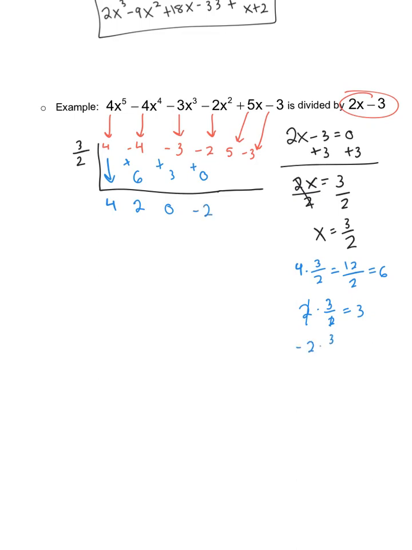Negative 2 times 3 over 2. Negative 3. Add going down. And then 3 over 2 times 2 gives us 3. Add going down. So in this example, you're left with the remainder of 0. So again, you're going to go down an exponent. Since my highest exponent here was 5, the highest exponent on my answer is going to be a 4.